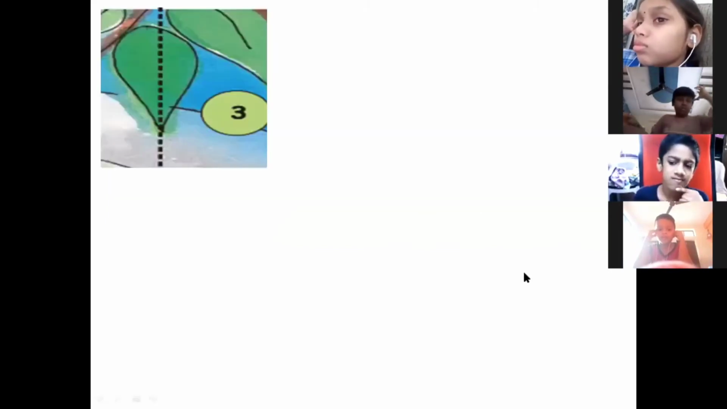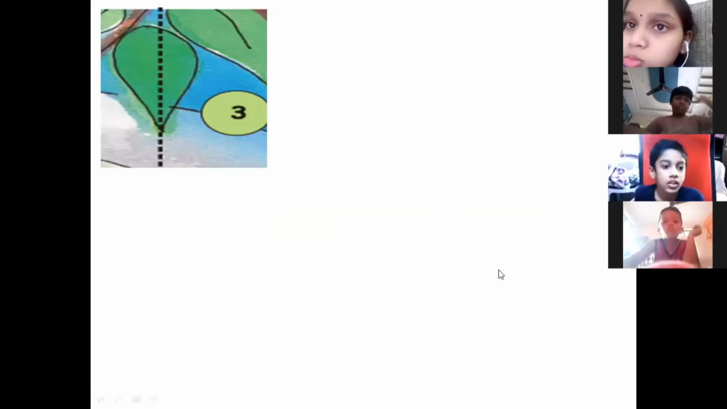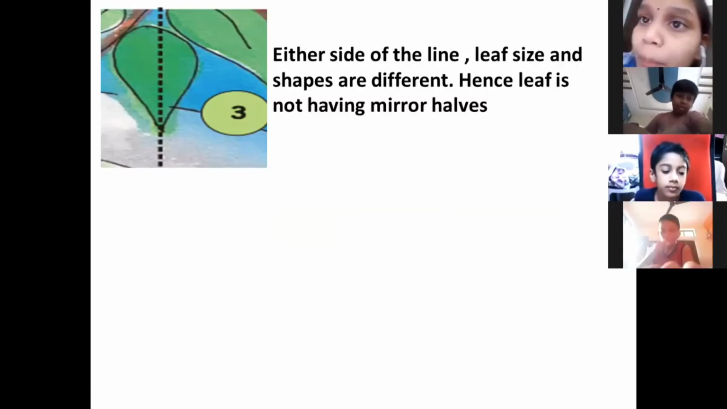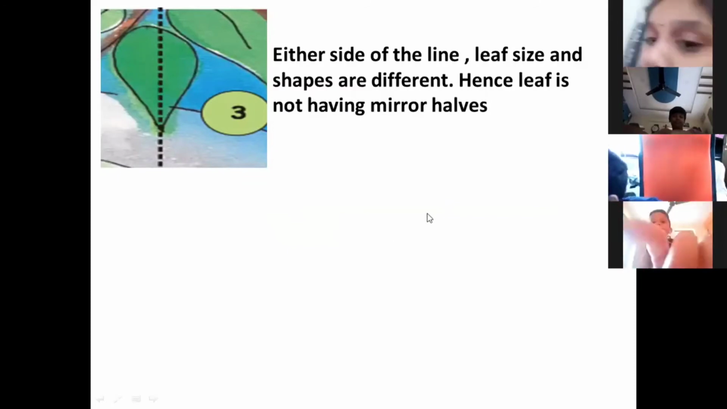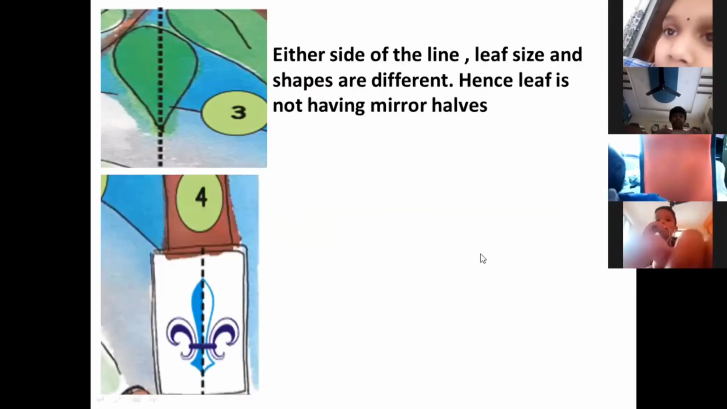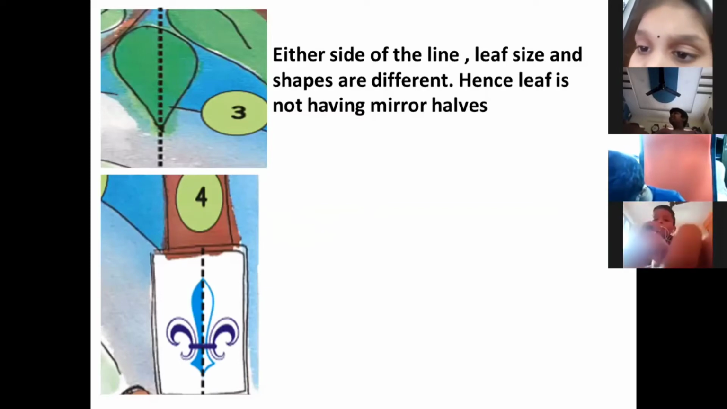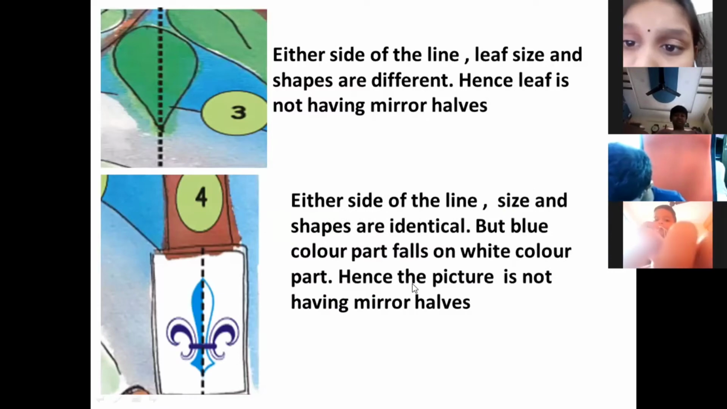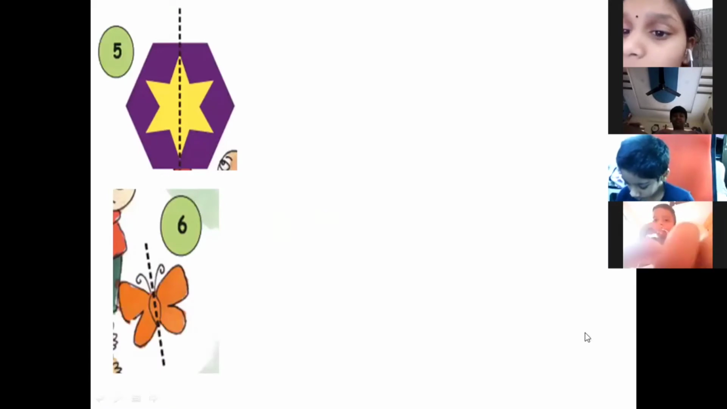Now, look at this picture. Is it having a mirror half? No, ma'am. The leaf size is not exactly equal. Size is not equal. Now, what about this? Is the shape a mirror half? No, ma'am. The blue color part falls elsewhere. So it is not having a mirror half. Okay. Now, look at the fifth one.